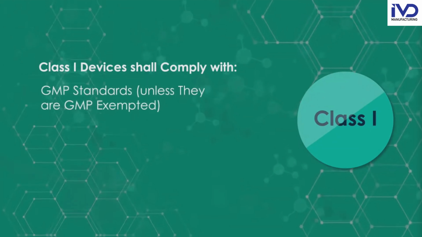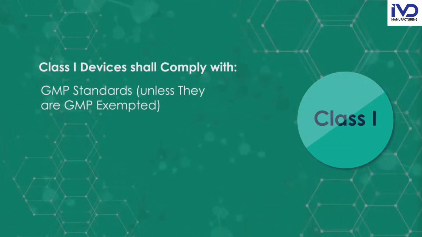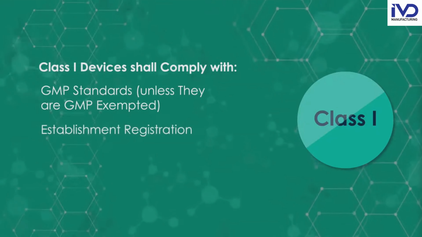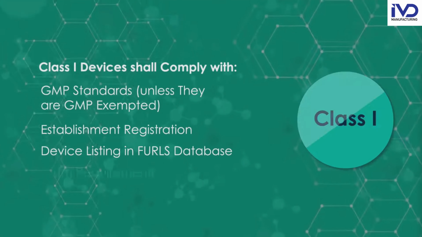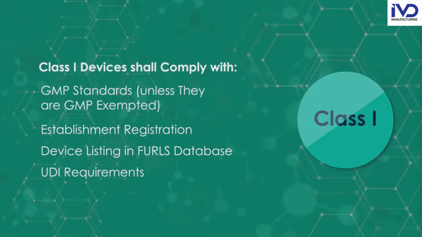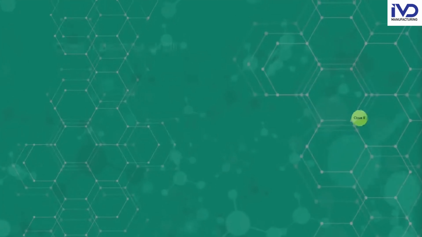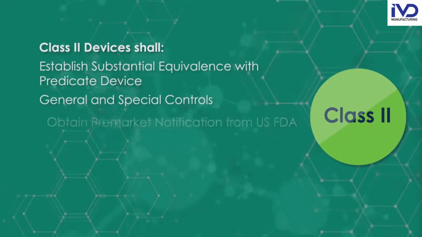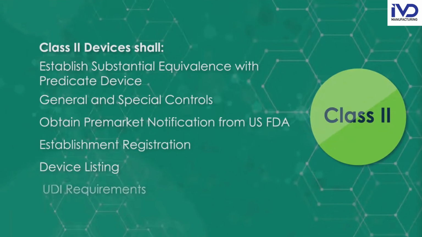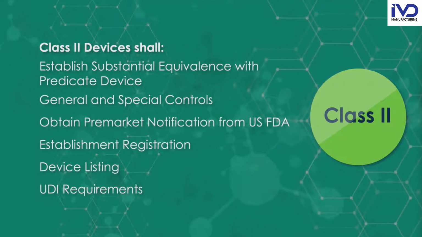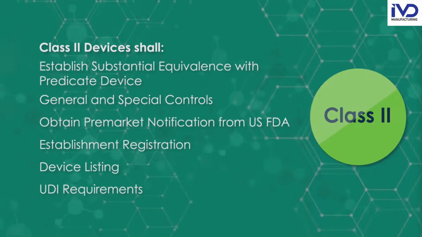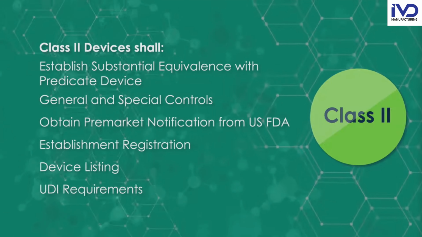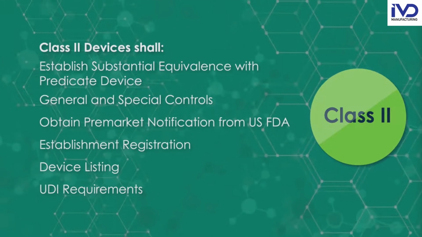Class 1 devices shall comply with the GMP standards, where they are GMP exempted, followed by the establishment registration, the device listing in the FURLS database, and UDI requirements. Now, Class 2 devices shall establish substantial equivalence with the predicate device, general and special controls, obtain the pre-market notification from the US FDA, establishment registration, the device listing, and the UDI requirements.